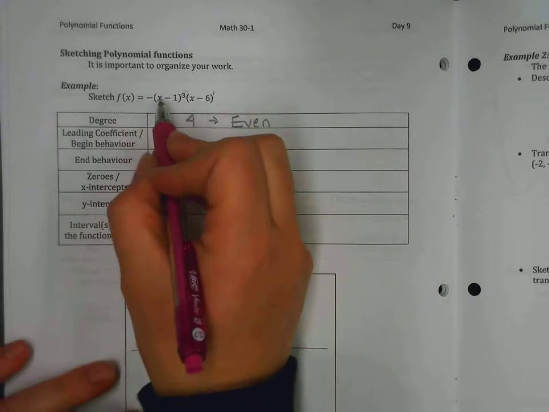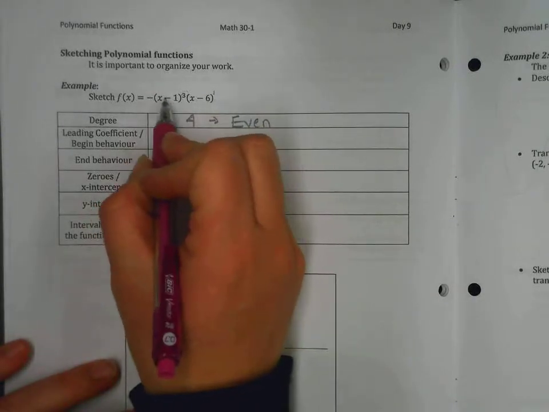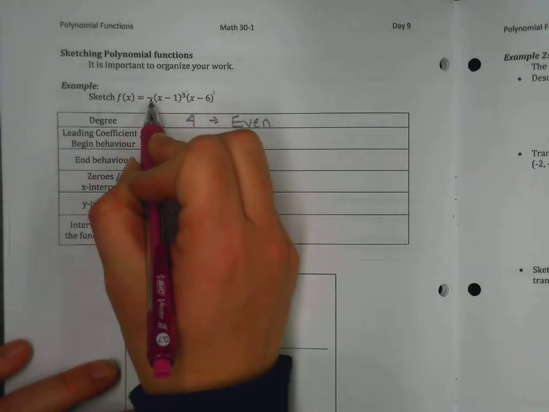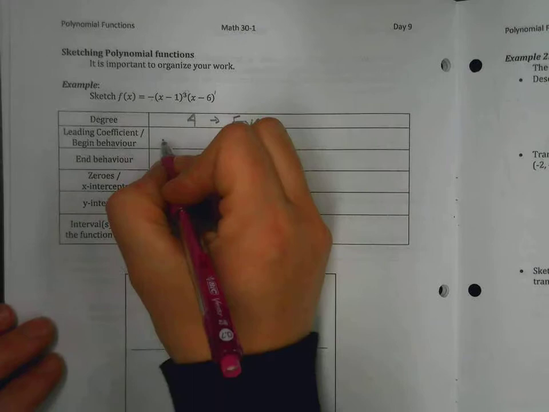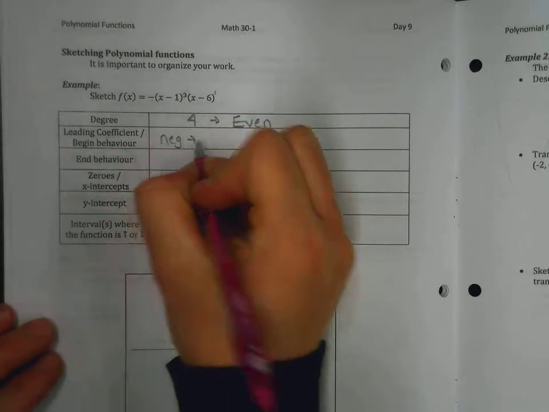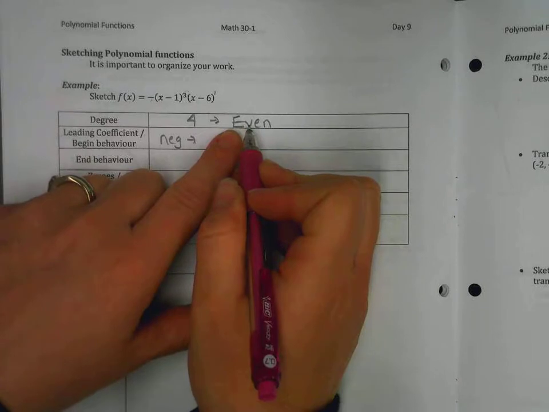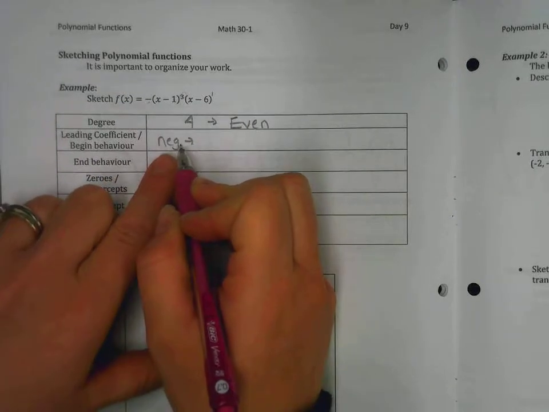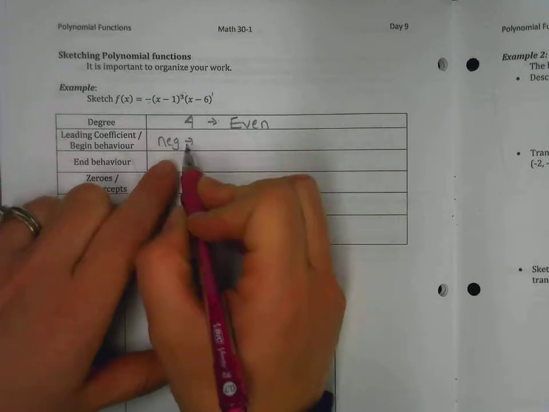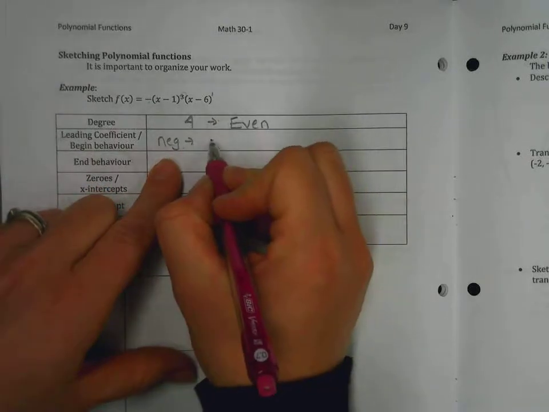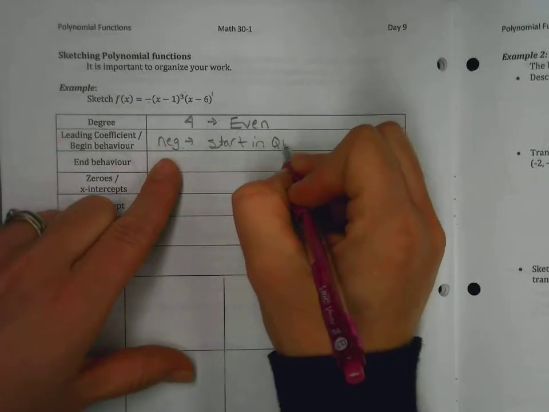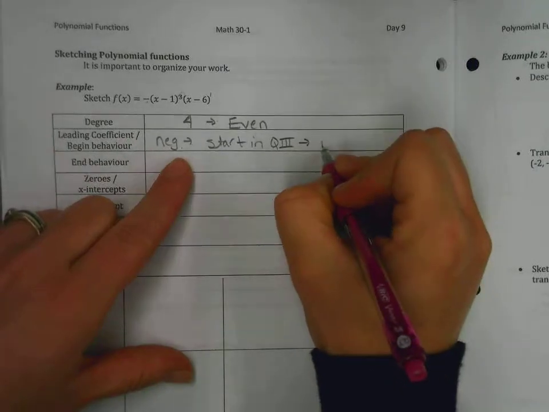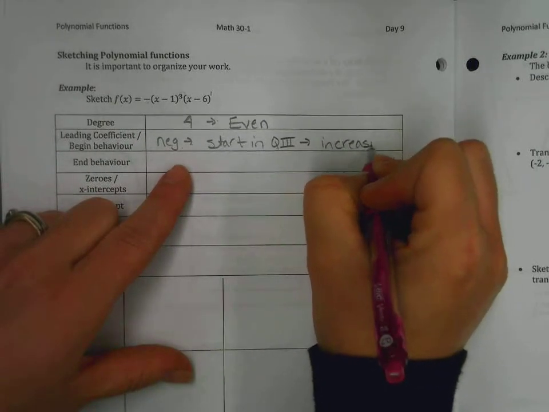And our leading coefficient, if this was all multiplied through, my x to the 4th would then be multiplied by this negative. So I don't care what the actual value of the leading coefficient is. What I'm looking for is whether it's a negative or positive. So because it's a negative and our degree is even, this tells me that, so an even degree, a negative leading coefficient, my graph is going to start in quadrant 3 and it's going to start by increasing.